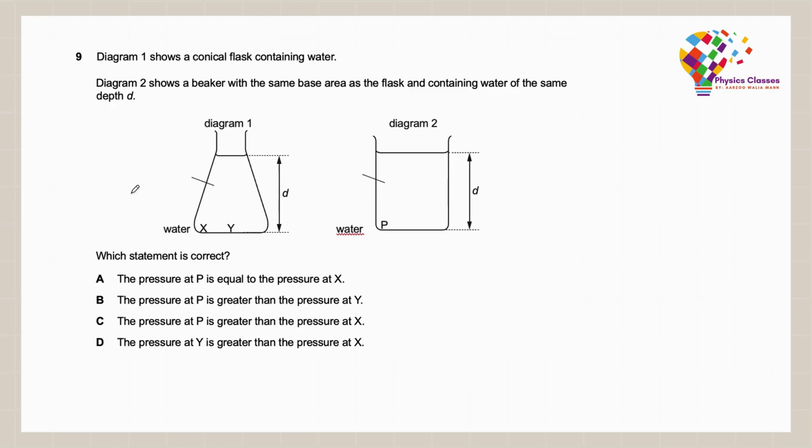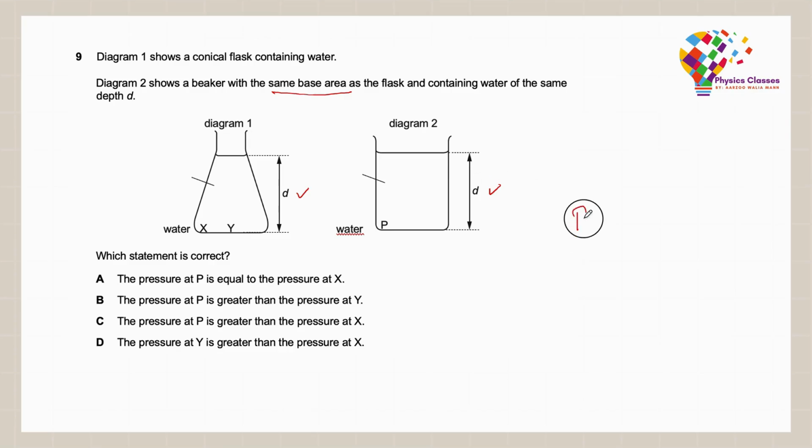Now let us move on to question 9. For question 9, it says diagram 1 shows a conical flask containing water. Diagram 2 shows a beaker with the same base area as the flask and containing water of the same depth d. Which statement is correct? If you look at the options, they are talking about pressure basically. So we know that the pressure of a liquid is directly proportional to the depth.